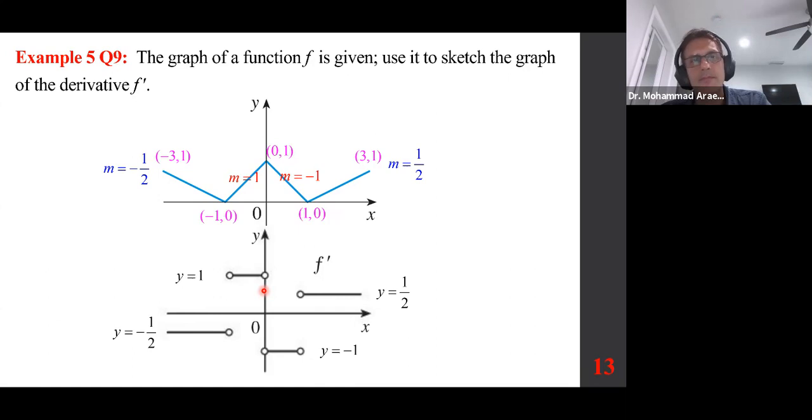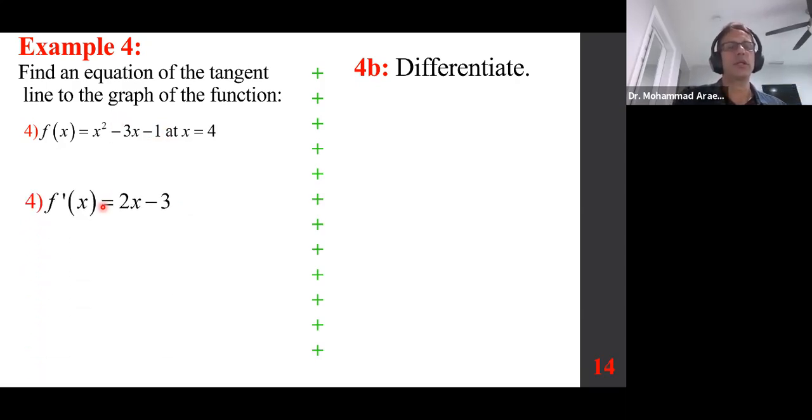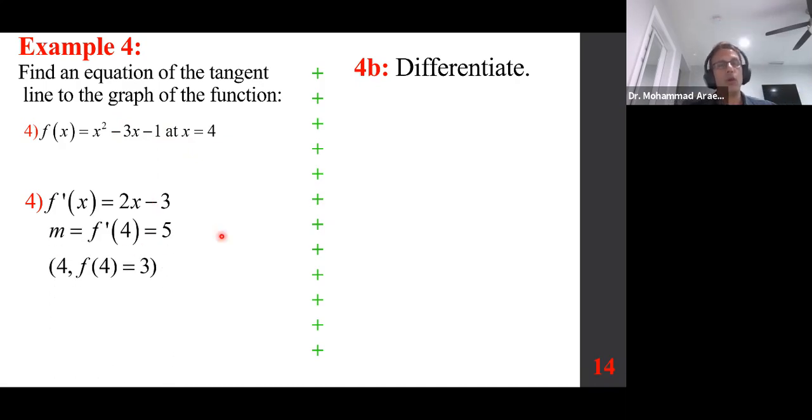Okay. Find an equation of a tangent line to the graph of this function. We've seen it many times. You need a pair, you plug in. 4 squared, 16 minus, this is 12, this is 1 minus 13, so that gives you 4 and 3. Take a derivative and plug in. When you plug in, that gives you the slope. So you have the pair, you have the slope. I hope you remember this question when we did that last week.